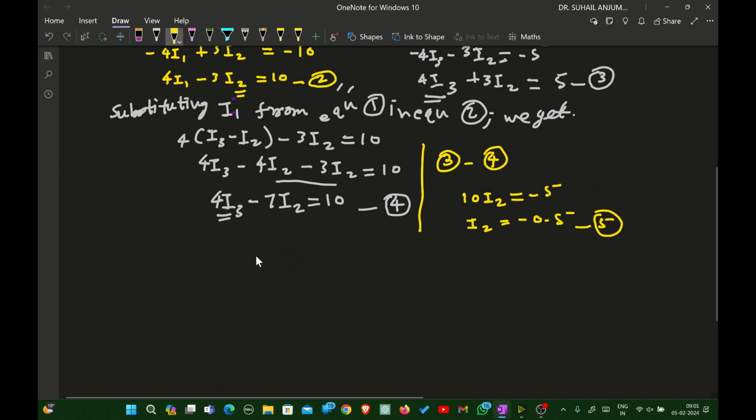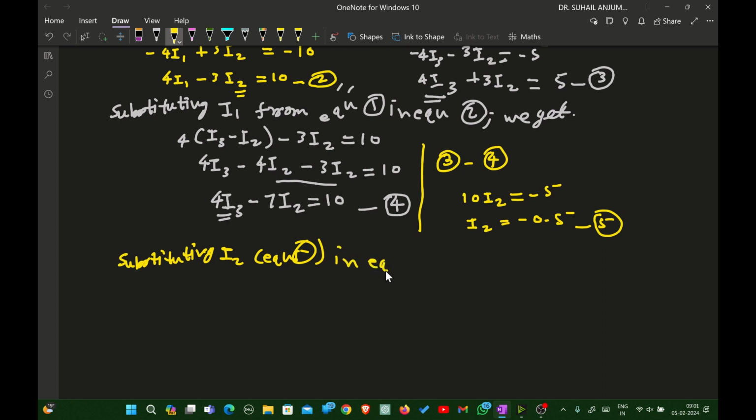So, substituting I2, that is from equation number 5, in equation 2, we get 4 times I1 minus 3 multiplied by the I2 value, which is minus 0.5, is equal to 10.